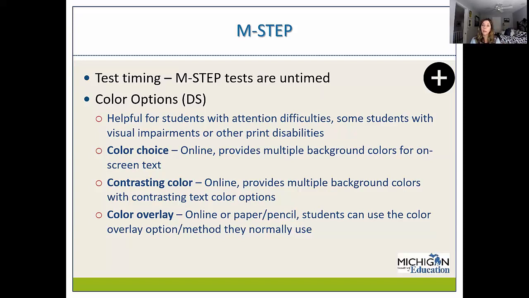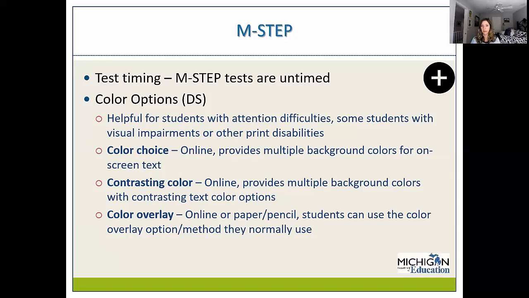There are color options for students that may need it. These are things that may not only be helpful for students that have the need to actually have a difference of color potentially, but they could also be helpful for students with attention difficulties or, as I mentioned, other print disabilities. Within the MSTEP online testing engine, there are 3 different options to choose from as a designated support.